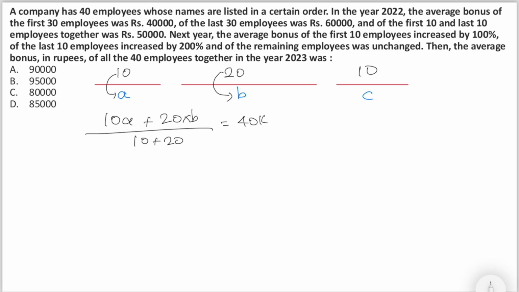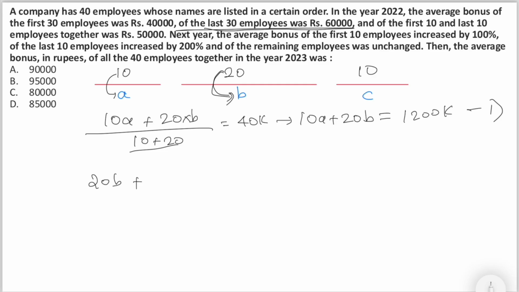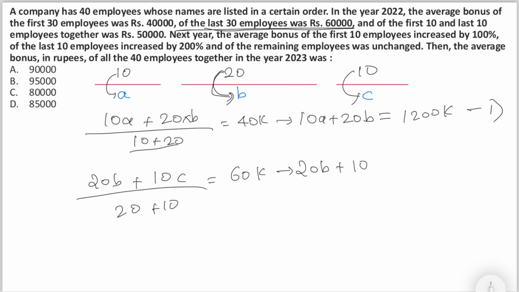Now we can rewrite this equation simply as 10A plus 20B is 40 into 30, which is 1200k. I'll call this equation 1 for the time being. Similarly, the average of the last 30 employees was rupees 60,000. The same logic applies for the last 30 people: 20 into B plus 10 into C divided by 20 plus 10 is equal to 60k. This I can further rewrite as 20B plus 10C is 30 into 60, 1800k. Let's call this equation 2.